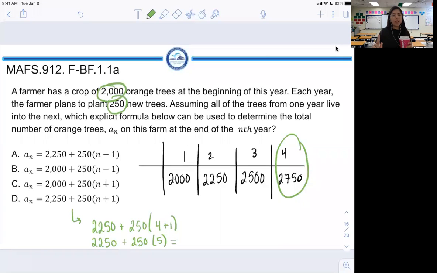250 times 5 is one. You said 1,250? Yes. Meaning that it's 3,500 if I'm correct. Which gives us 3,500. So that doesn't match up. D is not correct. Everyone pick one to plug it into. A, B, or C, your choice. Plug it into one on your own, and then let's see who gets it right. Who picks the right one?